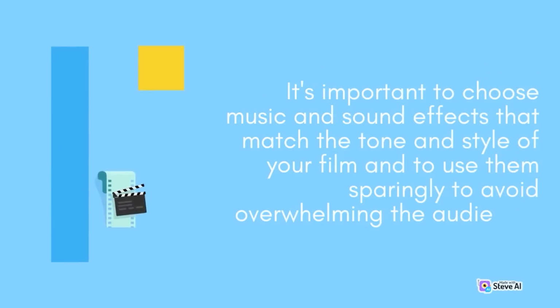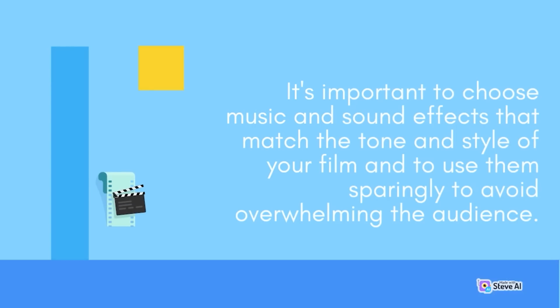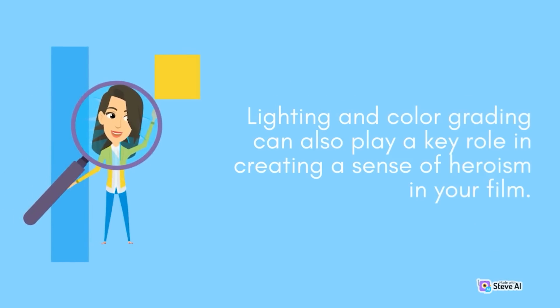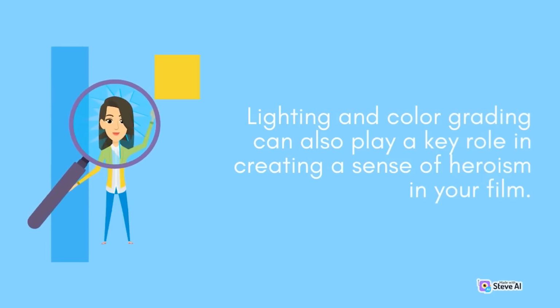It's important to choose music and sound effects that match the tone and style of your film and to use them sparingly to avoid overwhelming the audience. Step 6. Use lighting and color grading. Lighting and color grading can also play a key role in creating a sense of heroism in your film.